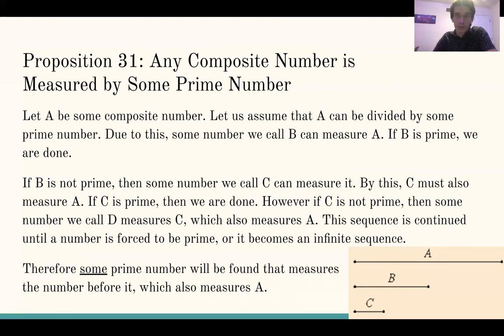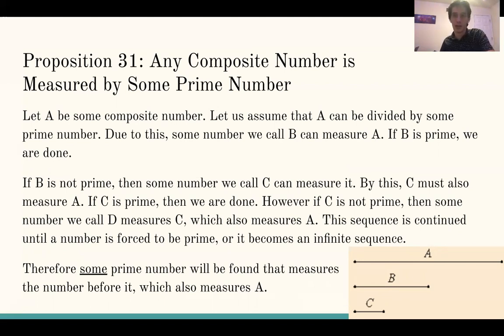Well, if B is prime, then we're done. That's all we have to show, because we're asking for a prime number that measures a composite number. But if B is also composite, then some number C can measure it. We just go on. And by this, C must also measure A. This is true because if B measures A and C measures B, it's transitive. C measures A as well.